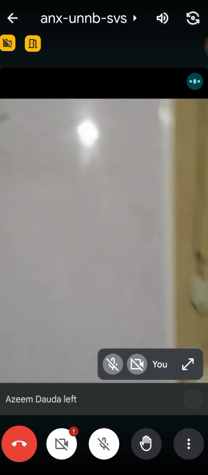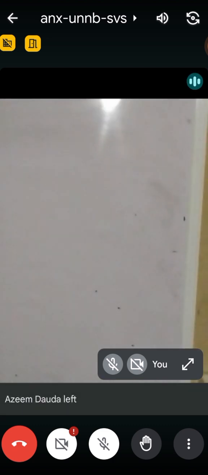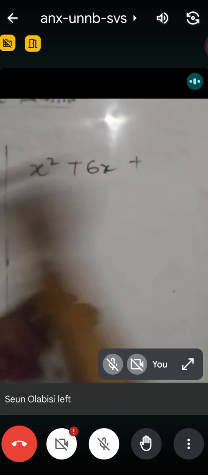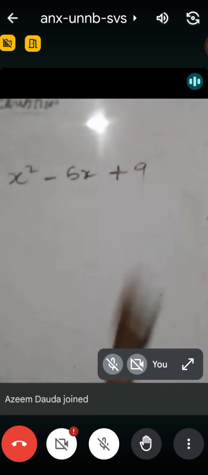I'm taking another equation to do my example now. This is another equation. The person that wanted to do it is not answering for the equation again. I'm still going to form this one. Okay, x squared minus 6x plus 9.